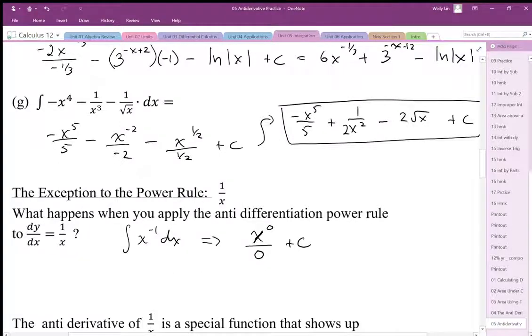This is a big problem. We can't really divide by 0. We shouldn't be dividing by 0. So we can't apply the power rule here.